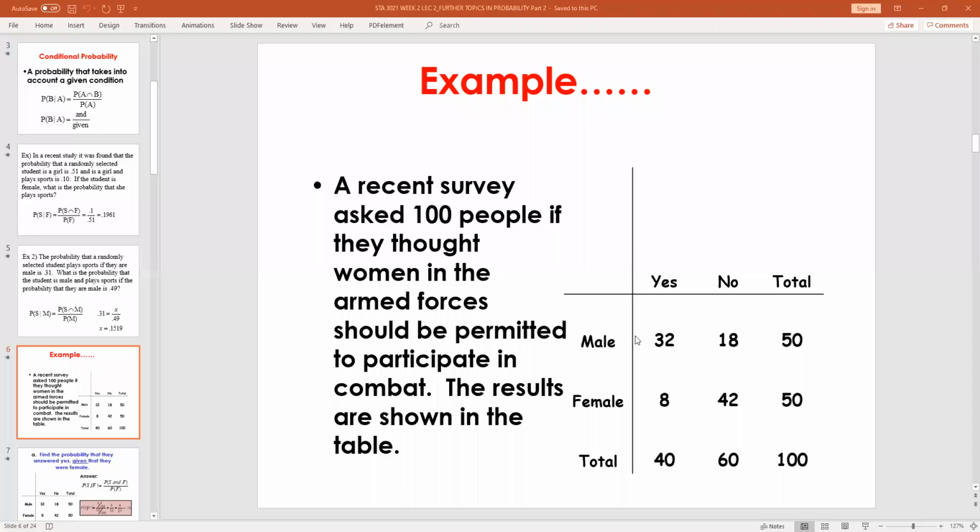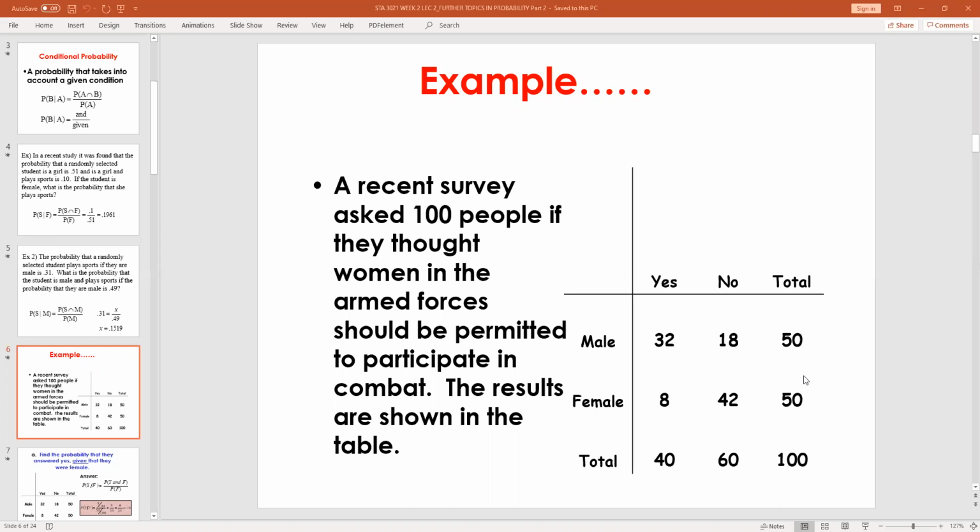Okay, now when you take a look at this, the number of people that say yes is 40. And the number of people that say no is 60. Of course, equal number of male and female were used in this survey in order not to create bias.